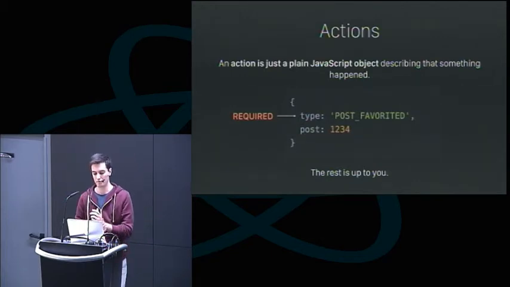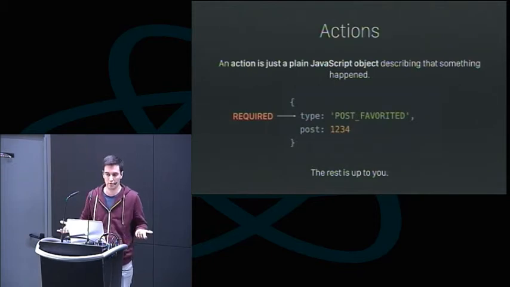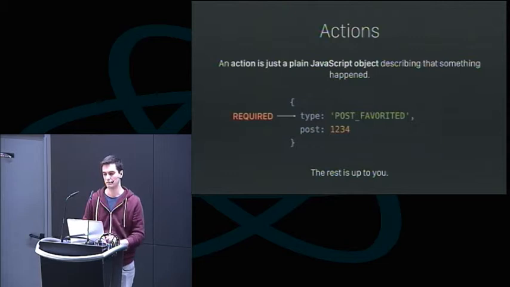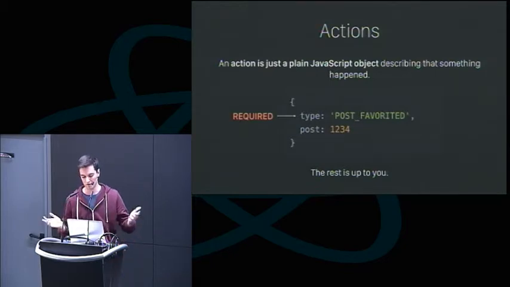First, we will go through the actions. As I said, an action is just a plain JavaScript object. The only required thing it has to have is a type, because you have to describe what it is. It's just a string, like the identifier of an action. And the rest is up to you. I said post, but it can be whatever you want. It's just an object.